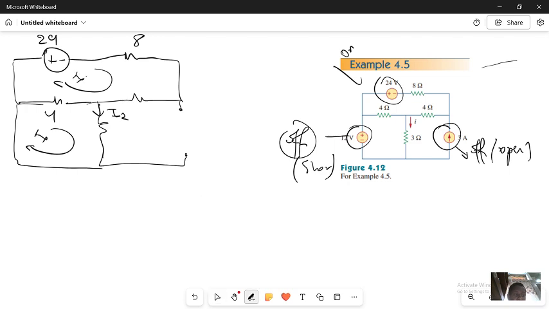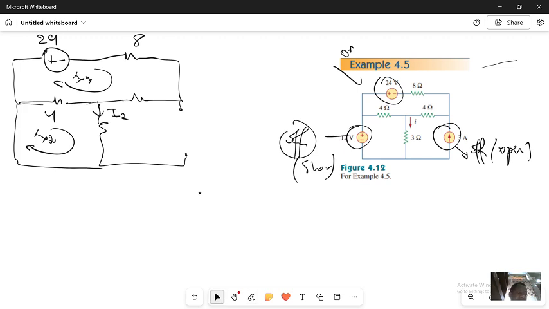Now if we use this one, I will have this one as I1, because the current in this mesh is going to be the same current that flows here. Since I have I2, the one I'm calculating, I will just make this I2 here for easier, and I make this one I1.